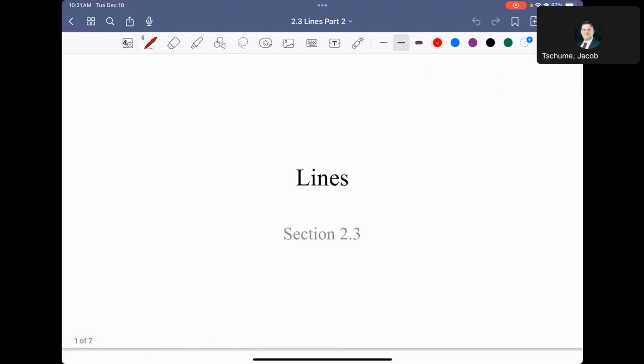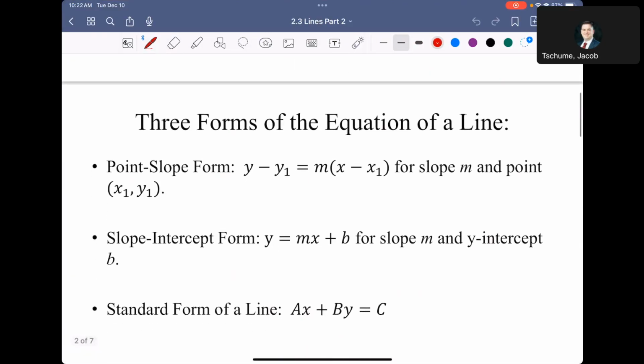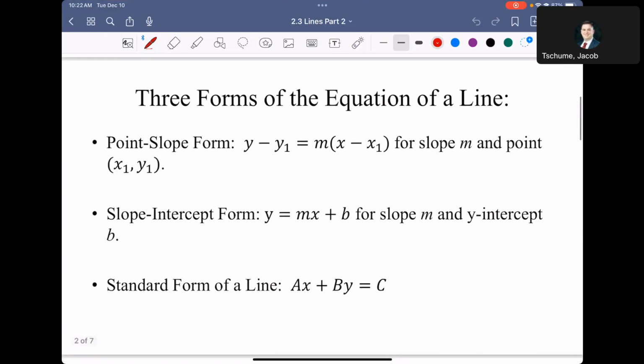All right, so in this video, we are going to wrap up section 2.3. We're going to talk a little bit more about the equations of lines and focus more on the types of slopes that are positive and negative, and not so much the special slopes of zero and undefined. So when you don't have a slope of zero or undefined, and instead you are working with a positive slope or a negative slope, there are three different ways you can actually write the equations of lines. That's why I put them in a separate video.